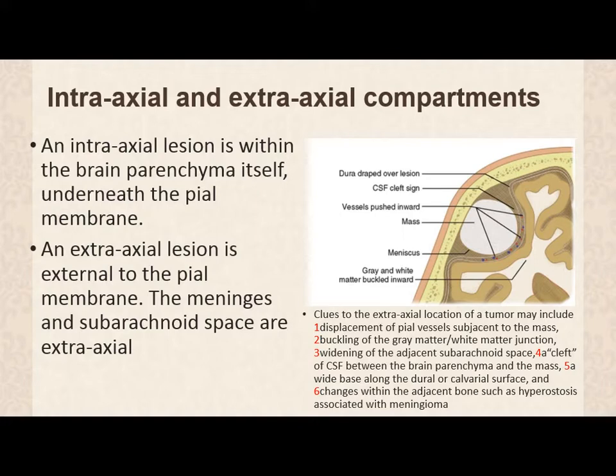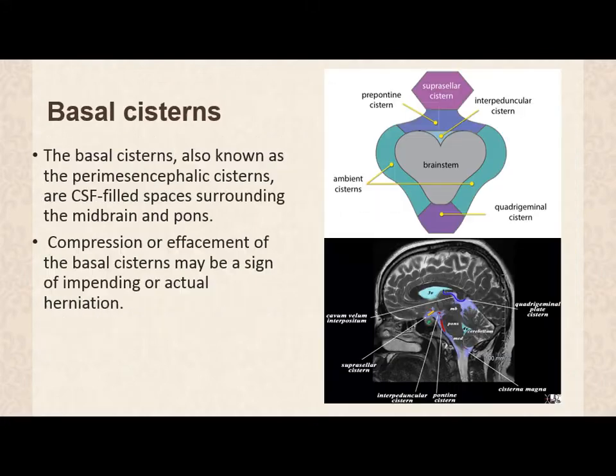Okay, how do we know this is extra or intraaxial? There are some signs. First, displacement of the pial vessels. You can see the vessels displaced. This indicates extraaxial. If the gray matter is buckled over the lesion, this indicates extraaxial. Widening of the adjacent CSF spaces here and here indicates extraaxial. Changes within the adjacent bone, like hyperostosis in case of meningioma, for example, indicates extraaxial. These signs we should look for. Sometimes it's not that easy to say this lesion is intra or extraaxial.